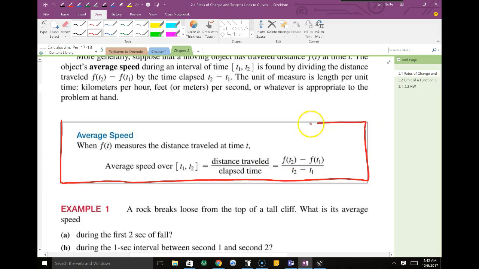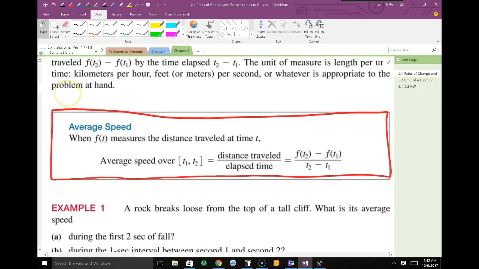Okay, so write this down. Average speed is basically found by taking 2 points in time, how fast you're traveling at those 2 points in time, and then subtracting them, divided by the time that's elapsed. Average speed: distance traveled divided by elapsed time.